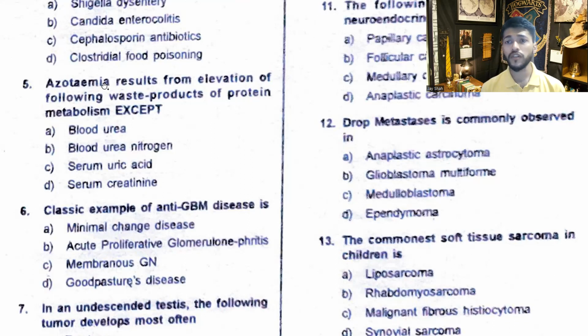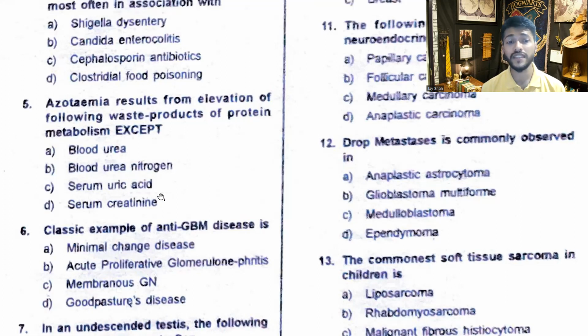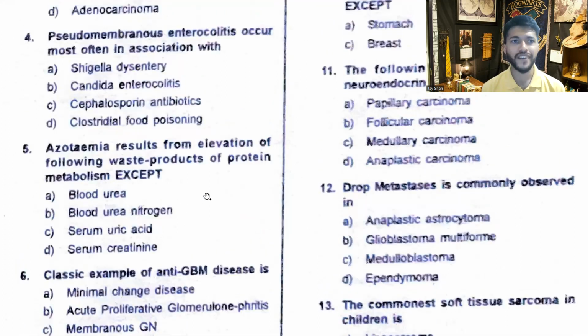Azotemia refers to elevation of. Now, uremia and azotemia, these are two words. Azotemia is elevated urea and creatinine. Uremia is elevated urea and creatinine along with signs and symptoms. So, elevated blood urea, yes. Blood urea nitrogen, yes. Uric acid, no. So it's basically urea and creatinine only. My bad, it's not uric acid. Urea, yes. Urea nitrogen, yes. Creatinine, yes. Not serum uric acid. So option C is incorrect, because if serum uric acid were increased, it would be gout, right?